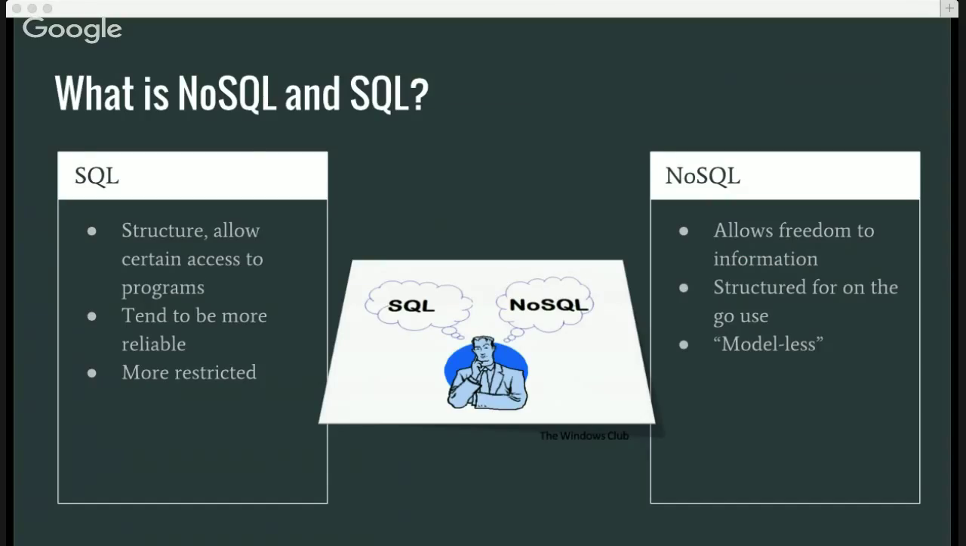So the general difference between the two: SQL allows you to access certain programs and it's more reliable, but it's also more restricted in what you can use it for. Whereas NoSQL gives you the freedom to roam and create whatever type of document you want. As far as support, you don't get as much, but it's structured for a day-to-day basis.